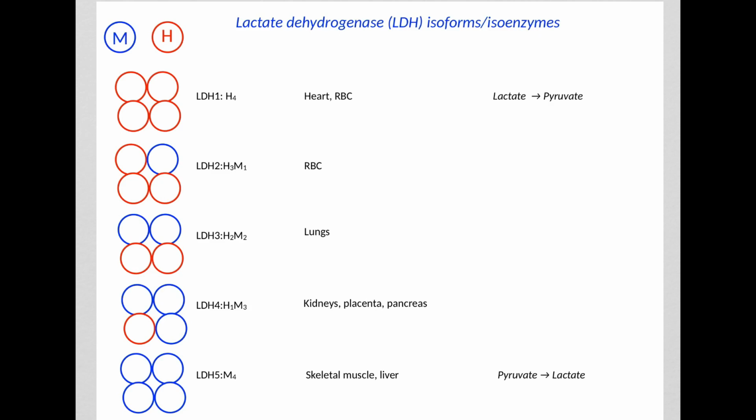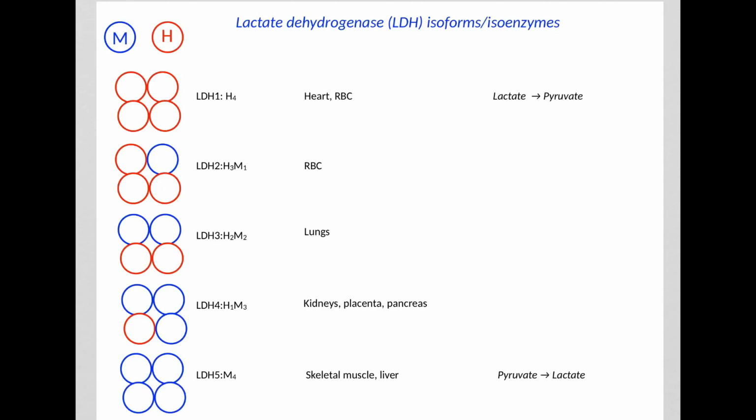Here's another clinically important example of an enzyme that has various isoforms: lactate dehydrogenase. Lactate dehydrogenase is a tetramer. It has 4 subunits, and there are two types of subunits available, the M and the H. In the isoenzyme called LDH1, all 4 subunits are H, so we call it H4. In LDH2, 3 of them are H and 1 of them is M, and so on. LDH3 has H2M2, LDH4 has 1 H and 3 M units, and in LDH5, all 4 subunits are the M type.